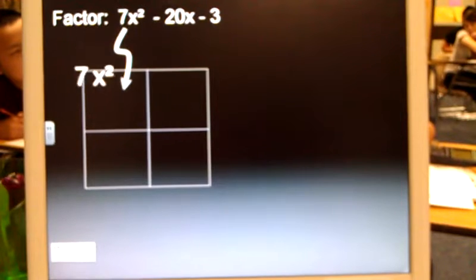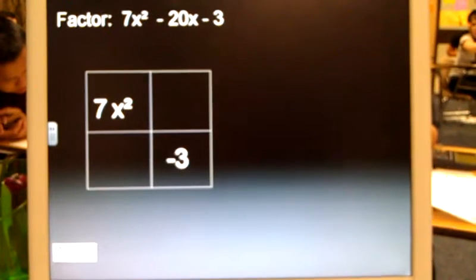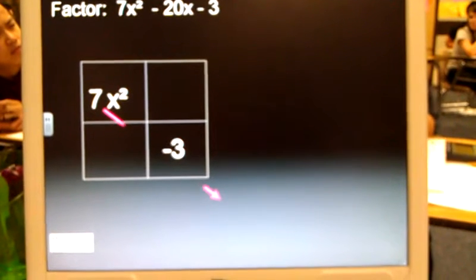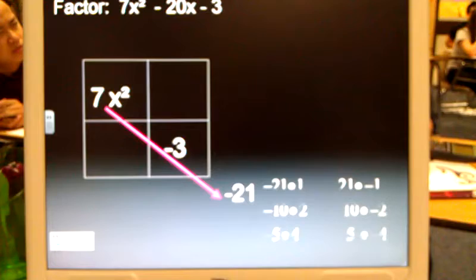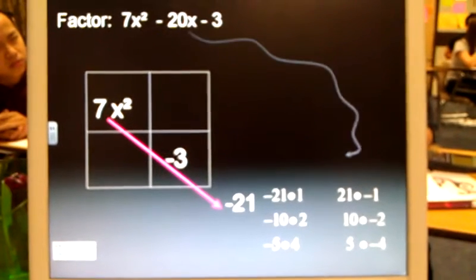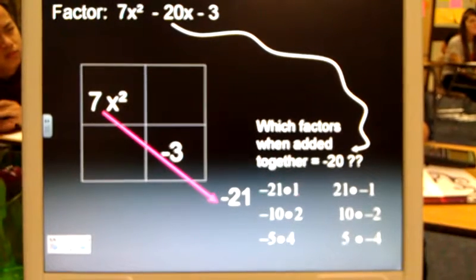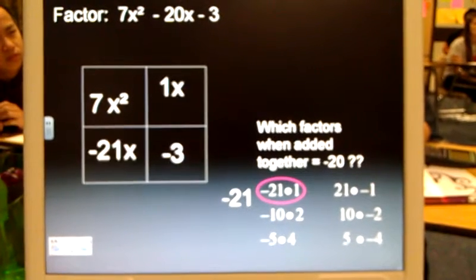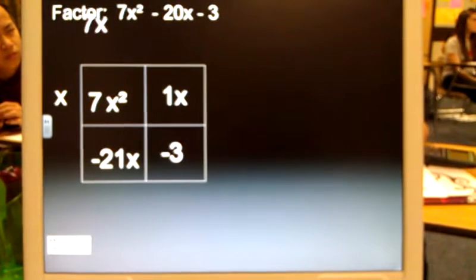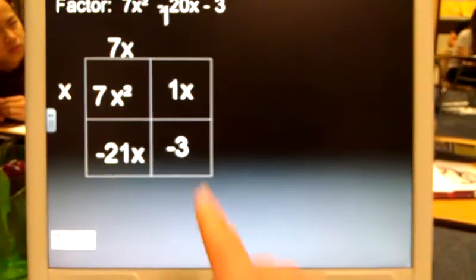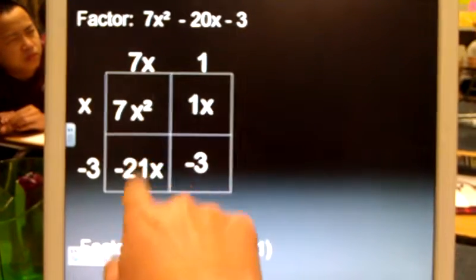7x squared is going in the top left. -3 is going in the bottom right. You're multiplying 7 times -3 to find the factors of -21. And you want them that add up together to give you the middle term of -20. That's where we come up with -21 and 1. Now you have to figure out how 7x squared splits up. Looking here up around the row, the 7 goes into both the top and the bottom.